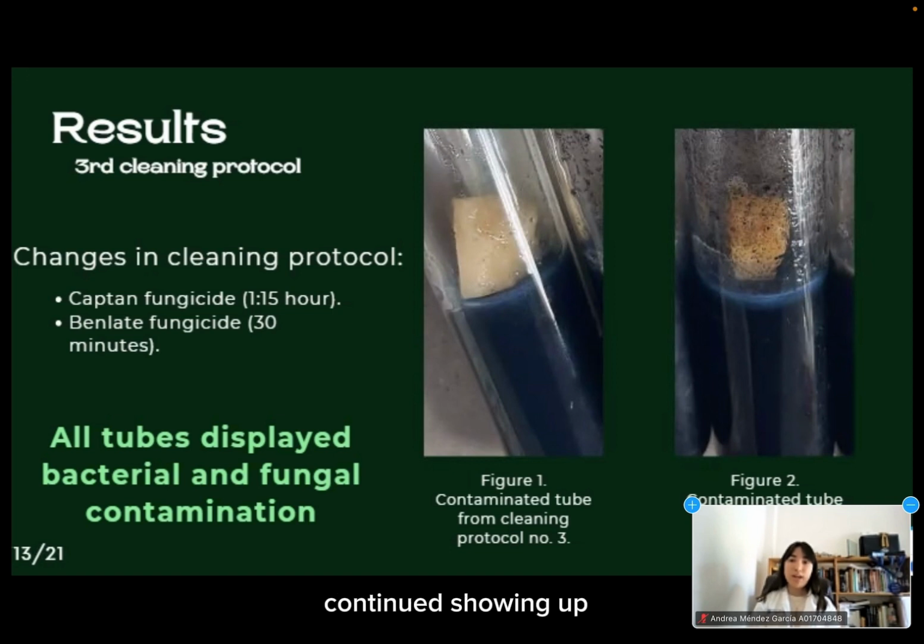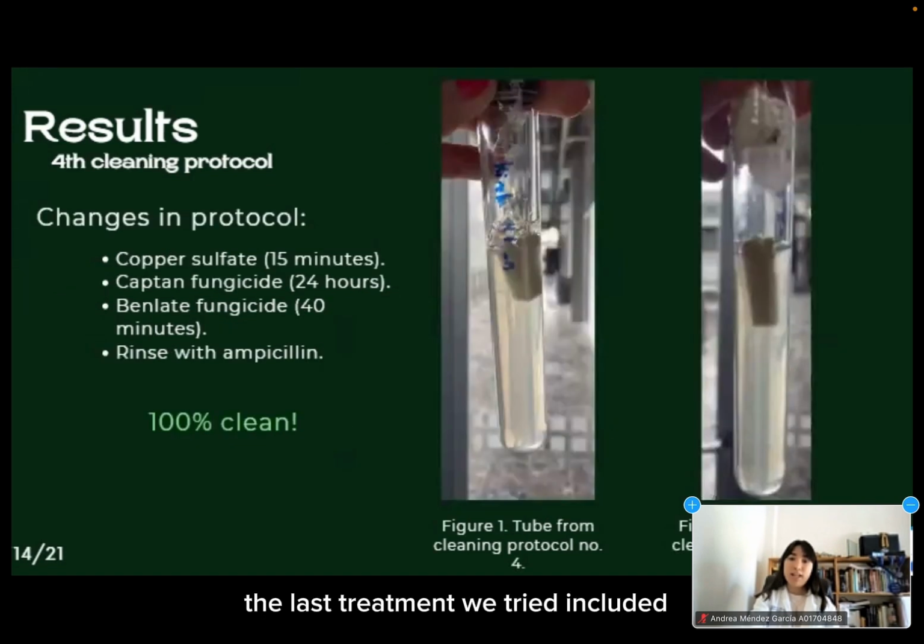However, since fungi continued showing up, another fungicide was added to the protocol and time exposure to the first fungicide treatment was increased. However, this time all tubes were contaminated with fungi and bacteria, but mainly bacteria. The last treatment we tried included the addition of a cleaning stage with copper sulfate, more time exposure to both fungicides, and the addition of ampicillin. With it, we got apparently clean explants.